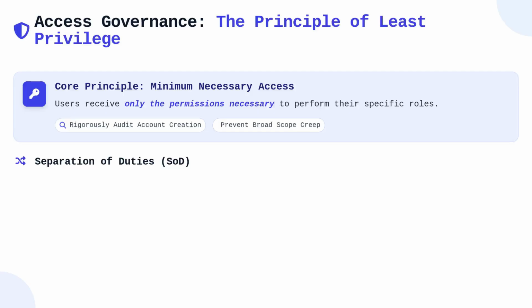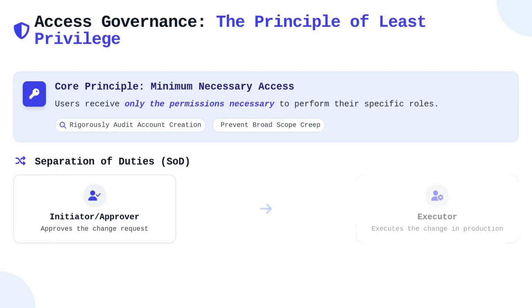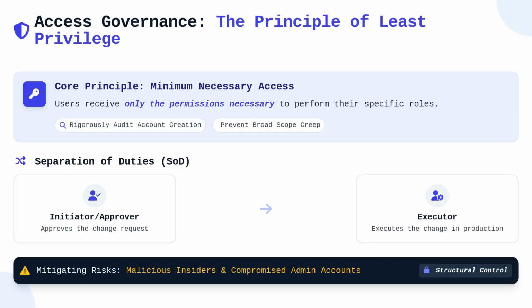This principle extends to the separation of duties, which is a structural control designed to ensure that no single individual possesses the power to execute a sensitive task from start to finish. By splitting critical administrative operations, such as approving and executing a change in a production database, between two different individuals, we effectively mitigate the risks posed by malicious insiders or compromised administrative accounts.